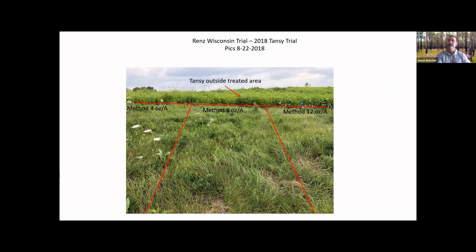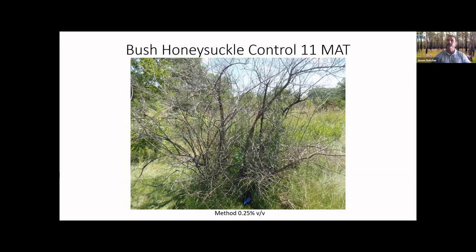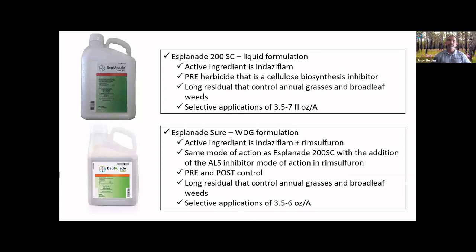This is actually a highway interchange. Dr. Renz has also done some work with bush honeysuckle and looking at Method for that. I just threw in a picture of a 1/4% rate here, and you can see it did a nice job almost a year after, controlling that bush honeysuckle. So again, I think it has a pretty good fit in the northern states on a lot of those invasives up there. Moving to Esplanade and Esplanade Sure, trying not to run over my time very much here.